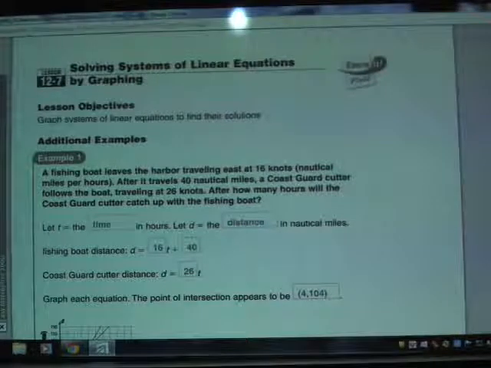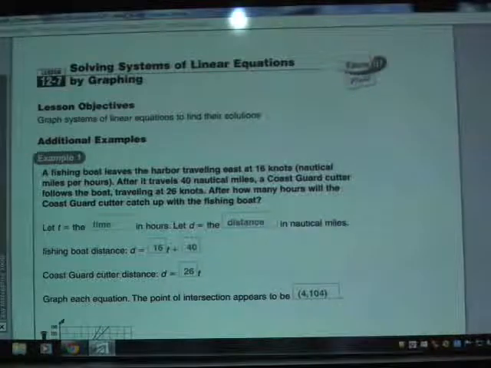Alright, and with that introduction out of the way, let's go ahead and take a look at the first example here. It says a fishing boat leaves the harbor traveling east at 16 knots. Knots are simply a term that describes nautical miles per hour. After it travels 40 nautical miles, a Coast Guard cutter follows the boat traveling at 26 knots. After how many hours will the Coast Guard cutter catch up with the fishing boat?